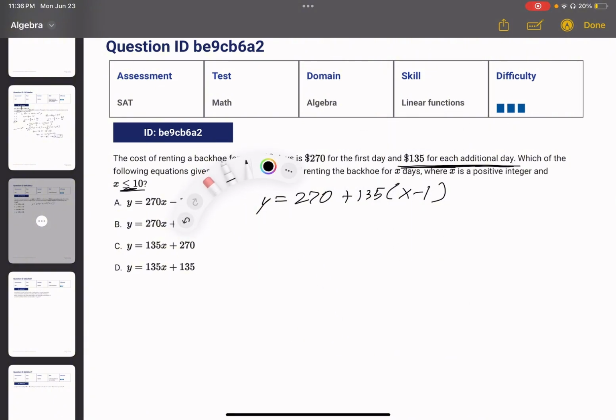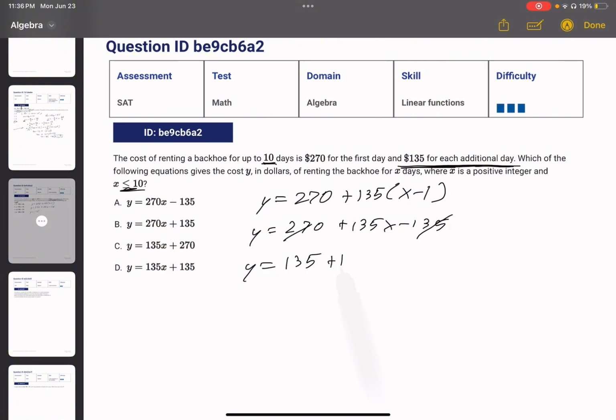Okay, and now we are going to simplify this, and that's going to give us 135, since these cancel, plus 135x. We look at our answer choices: no, no, no, and yes. So that's our answer for that question.